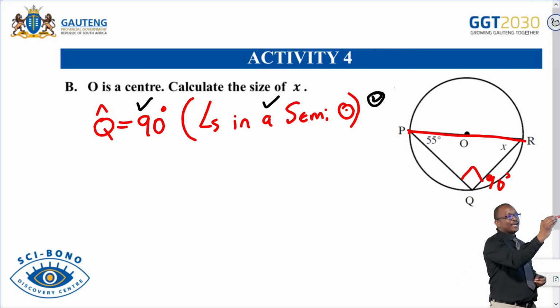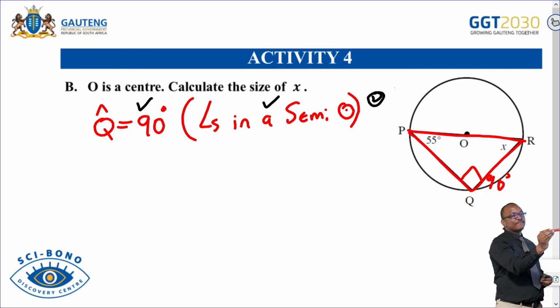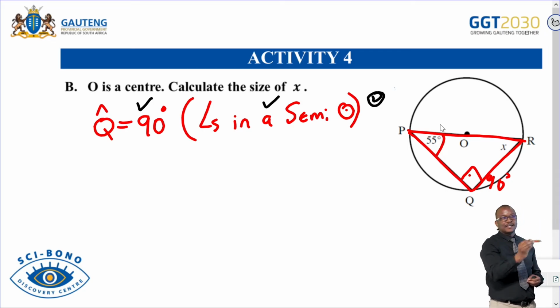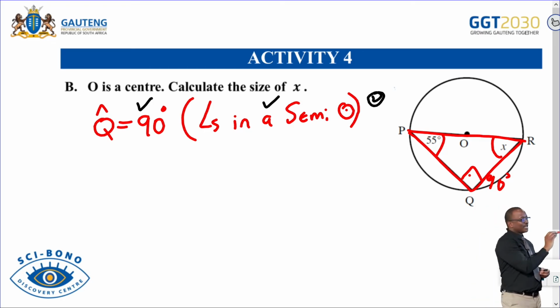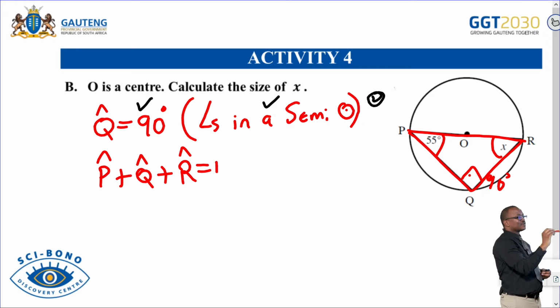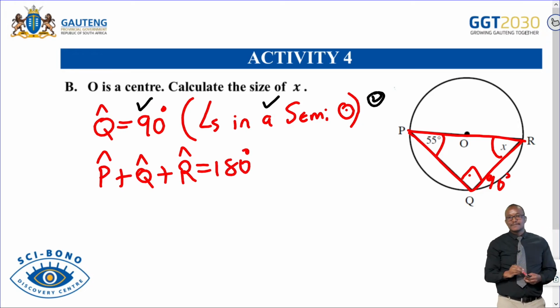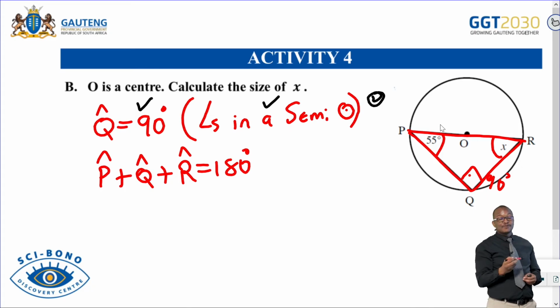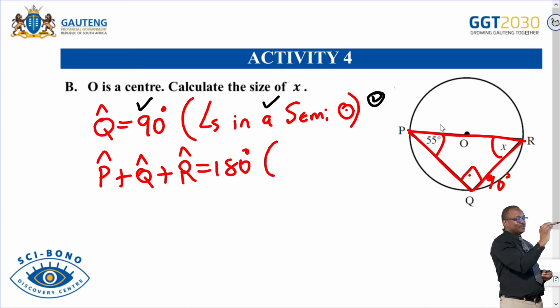Remember, I am having a triangle there. I know the first angle there is 90. 55 degrees is given. I now want the value of x. So it will be basically angle P plus angle Q plus angle R is equal to 180 degrees. Remember, those are sum of angles in a triangle. You give a statement: angles in a triangle.